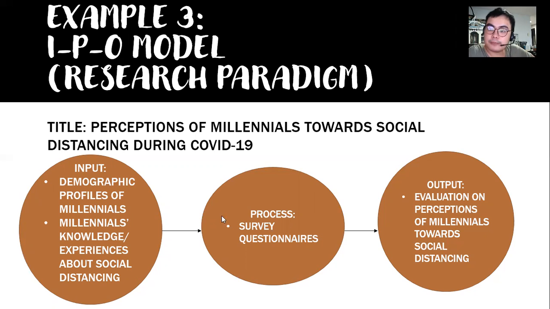When we say process, okay, the process is the data gathering procedure. We need to give them surveys so they can answer using their perceptions. When we say output, it's the data analysis. We use it to evaluate the perceptions of millennials towards social distancing. This is where we're going to place it in the findings area, while the process is the data gathering, while the input is the very first step of the data gathering procedure.